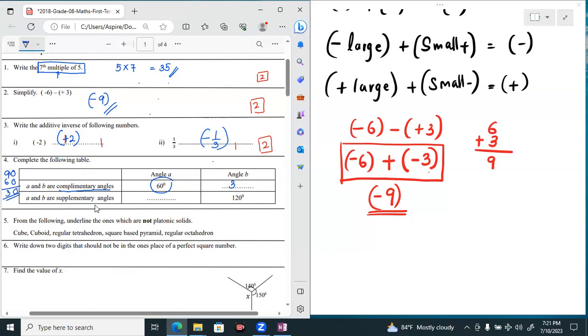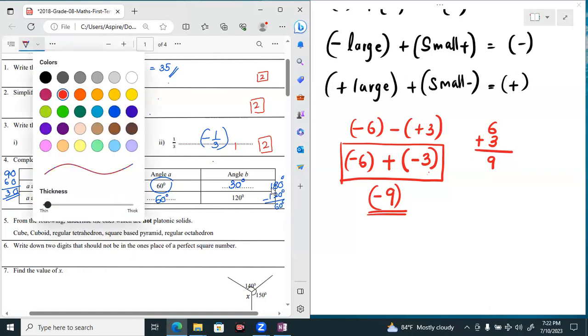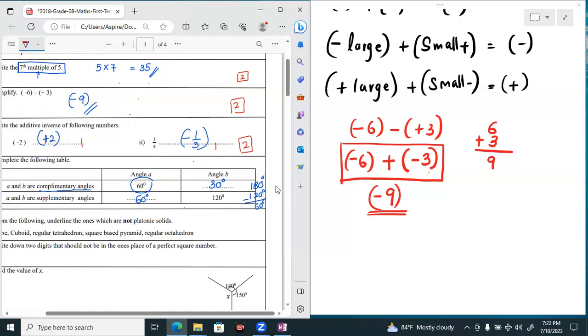A and B are supplementary angles. And then angle B is 120. That means angle A is, subtract 120 from 180. Answer is 60. No? Then here also each carries 1 mark. That means for the question you are given 2 marks.